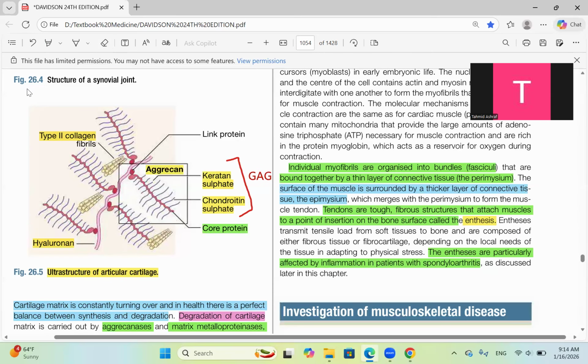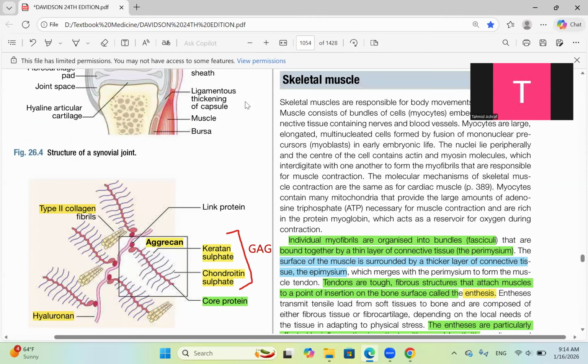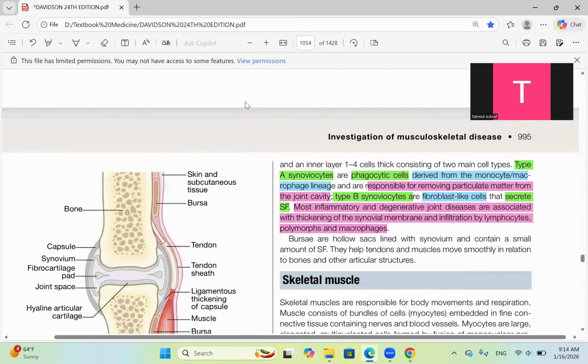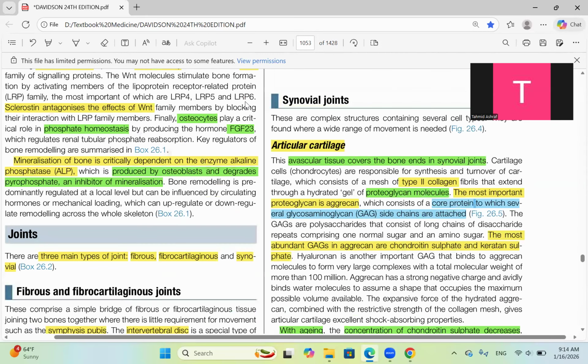So how do questions appear in exams? This may come as true false options. It will ask which of the following are components of articular cartilage. So these are the components. Anything outside this will not be a component of articular cartilage. So let's go to the text again.